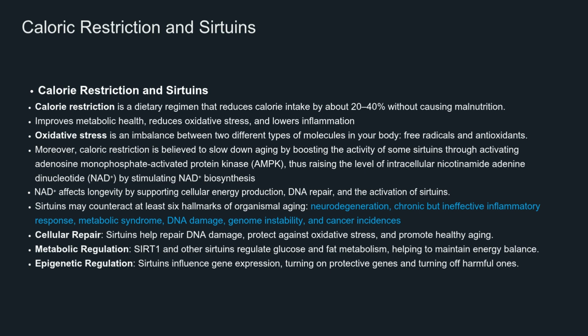Additionally, calorie restriction is believed to slow aging by boosting sirtuin activity through the activation of AMPK and increasing NAD plus levels. NAD plus levels support longevity by enhancing cellular energy production, facilitating DNA repair, and activating sirtuins, which play key roles in stress resistance, mitochondrial health, and regulating the aging process. Sirtuins contribute to cellular repair, metabolic regulation, and epigenetic control, further promoting health and longevity.